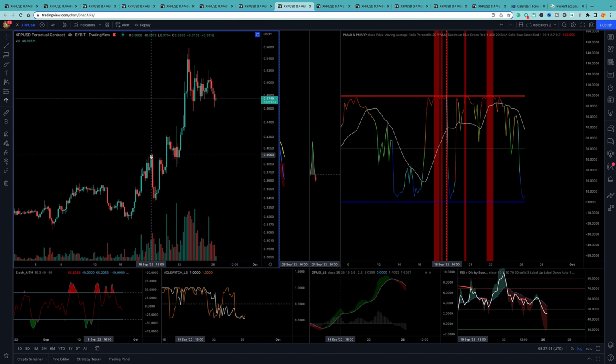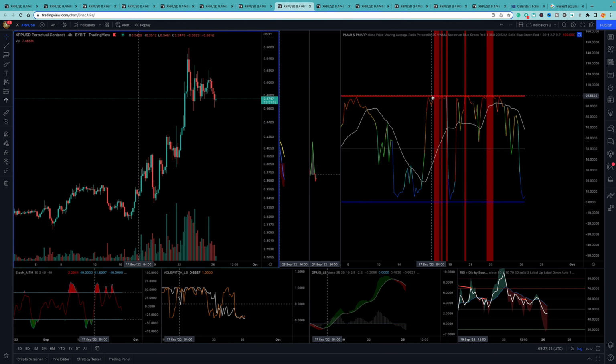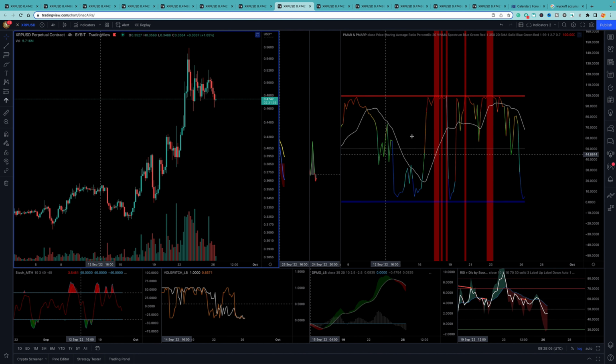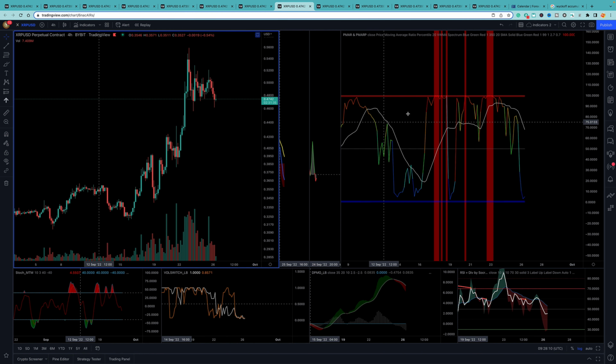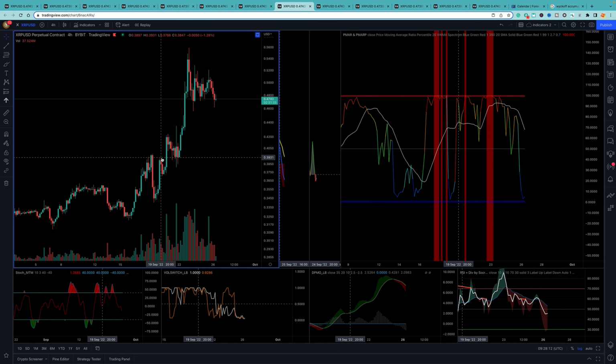So you've got the first pump, and the first pump takes it up into the red. One of these thick red lines is indicating continuation. So you get the pump, pump, pump. Now they're indicating continuation, but look, there's a correction. Those red lines tell you that even though it's coming into a correction, it's going to keep pumping. So here's a correction, but yet it keeps pumping.